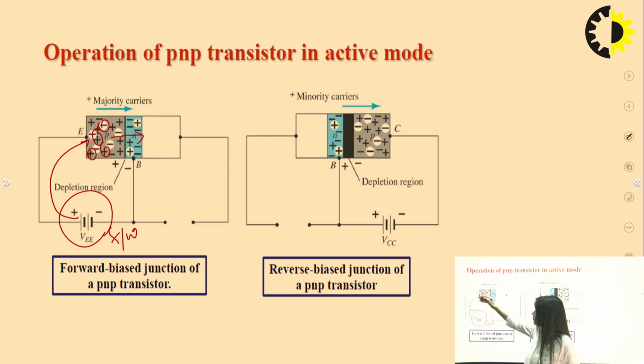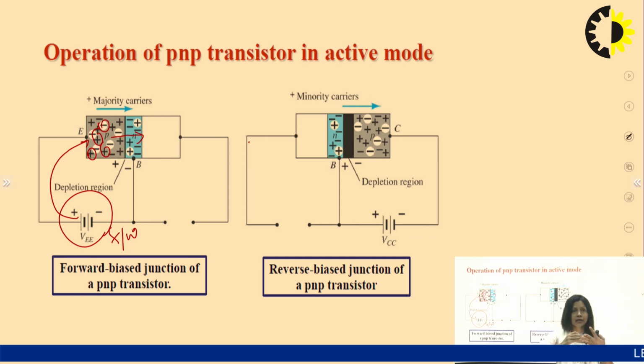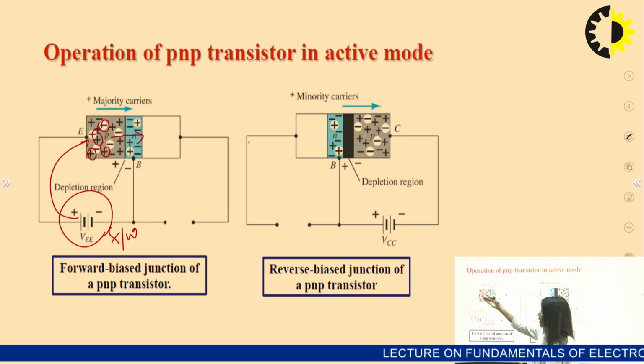They will cross the base, and a few of the holes will be captured by the electrons present in the base and will recombine with the electrons. But mostly the charge carriers, that means the holes, will move here. So in the forward biased junction of the PNP transistor, a very small portion of the majority carriers are captured by the base, and other holes are crossing the junction.